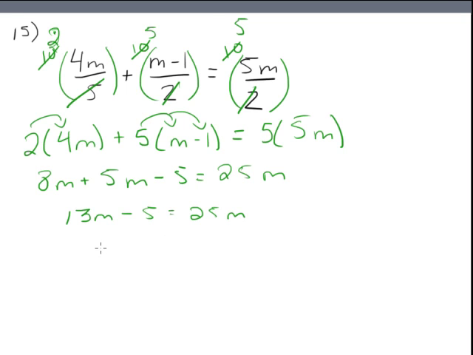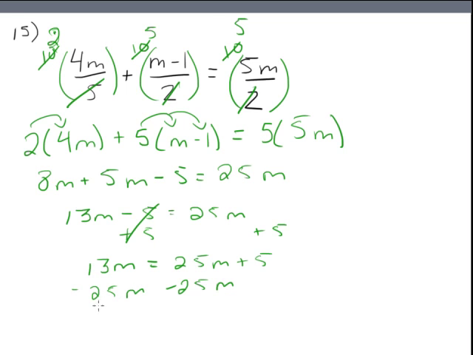Letters on the left, numbers on the right. So I'm going to move this 5 over to the other side. So I'm going to add 5 here, add 5 here. I'm going to be left with 13m on the left hand side. Then 25m, add 5. Then I'm going to get rid of this 25m. I'm going to move it over to the left hand side. So I'm going to have negative 25m, negative 25m. 13m minus 25m is going to give me negative 12m, equals to just the 5 because this guy's gone.